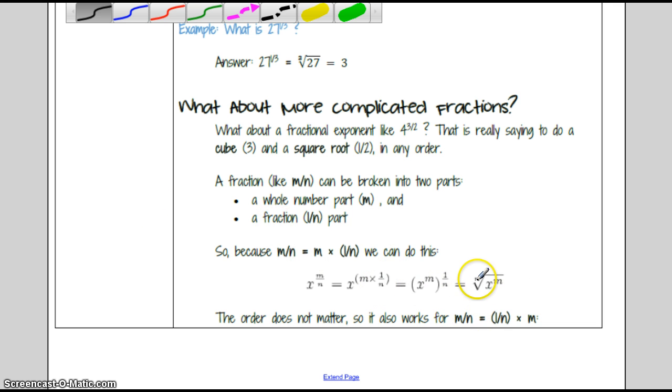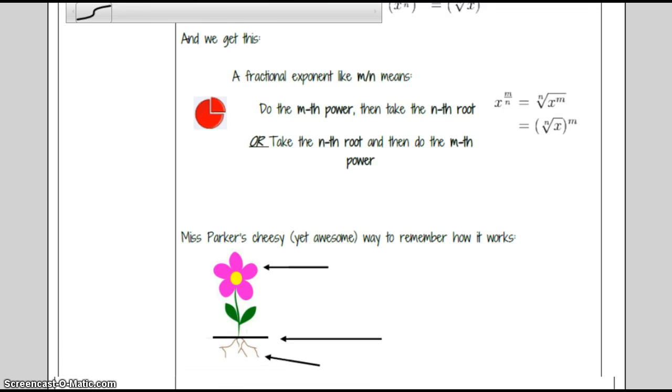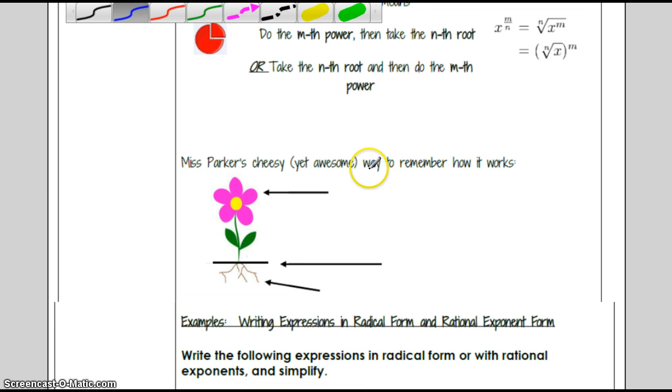And then how we end up with that is the bottom number ends up being our index, and the top number ends up being our exponent. So there's a trick to remembering how this works. This is all the logistics. Let's talk about the cheesy way that Miss Parker uses this, but it's awesome, and it's a great way to remember it.